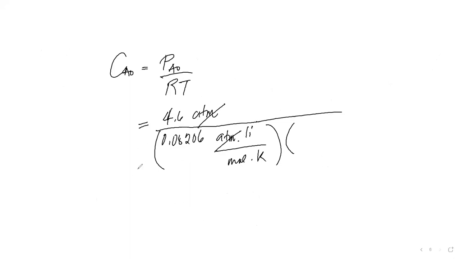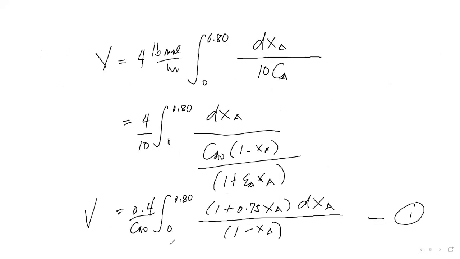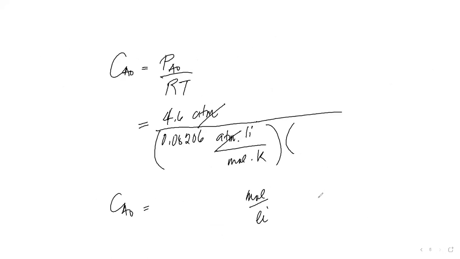That way you will have a CaO value, which is already in mole per liter, which you can substitute to our previous equation. This is our previous equation here, equation 1. Please convert 1200 degrees Fahrenheit to Kelvin.